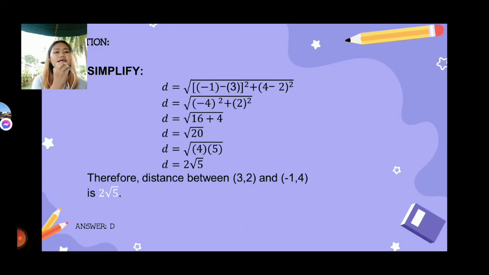Okay, next is simplify. So, we will now simplify those terms that we extracted and substituted in the formula, and then we get the distance is equal to 2 times the square root of 5. So, therefore, the distance between the point (3, 2) and the point (negative 1, 4) is 2 square root of 5.